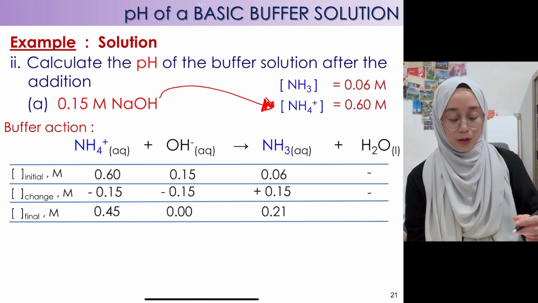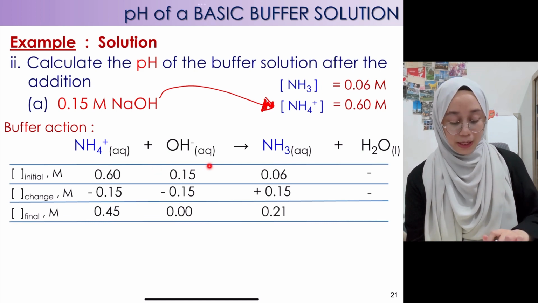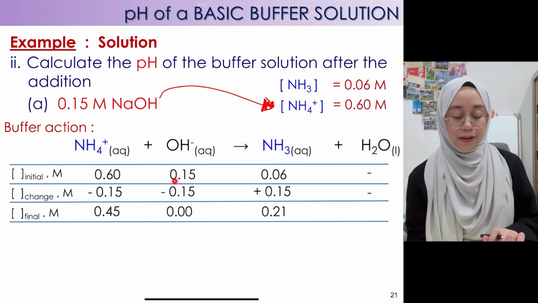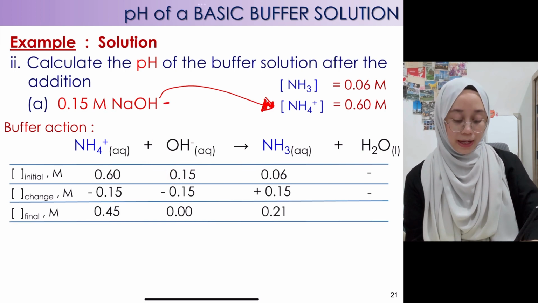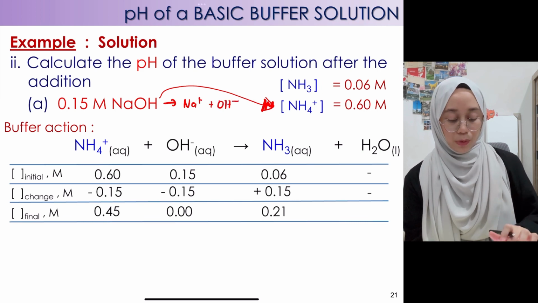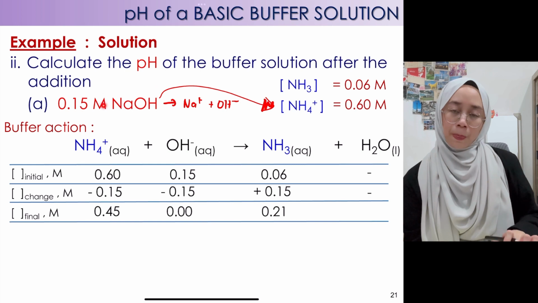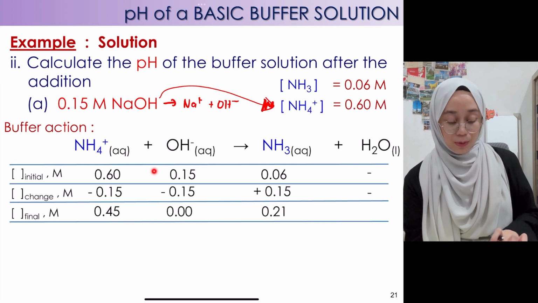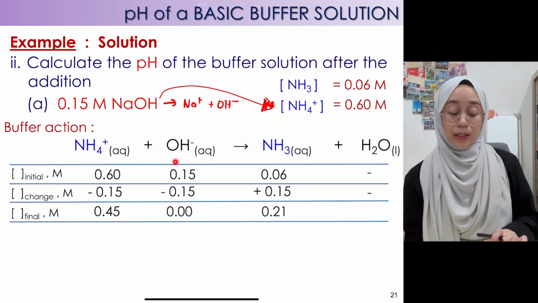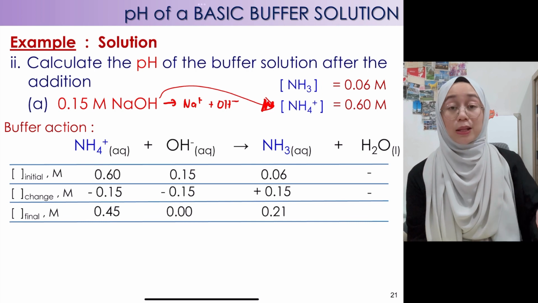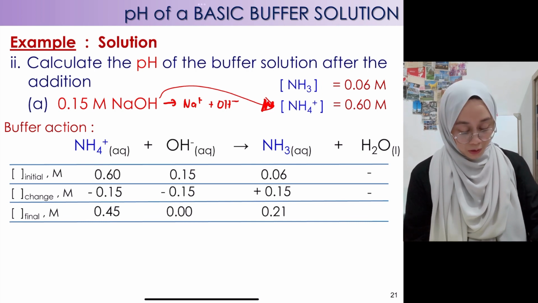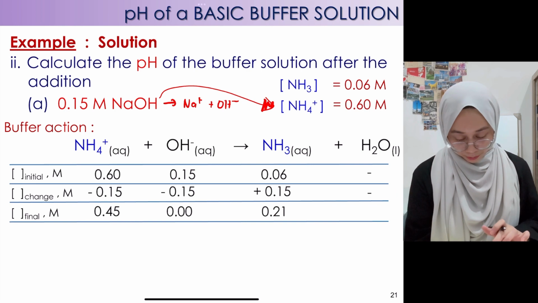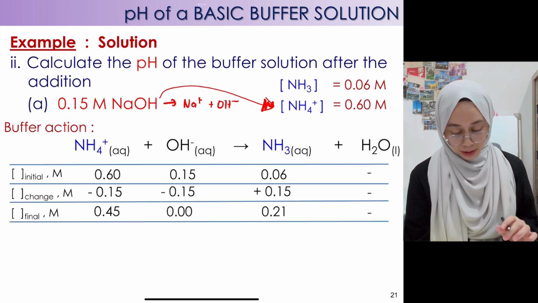Okay, so here we immediately use OH-, here 0.15, because after all, if we dissociate NaOH we get Na+ plus OH-. So we can see that the coefficient, okay, the ratio between NaOH and OH- is 1 to 1. So that's why we can immediately use the concentration of OH- here as equal to 0.15 as well. Okay, so settle this part here.